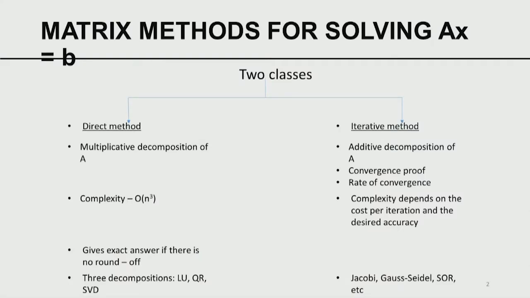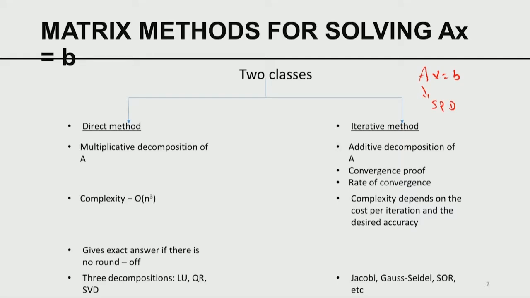Matrix methods for solving Ax = b. We are interested in solving a specific problem of Ax = b. A is SPD, that is what we are interested in. But before I get a little deeper into solving systems with symmetric positive definite matrices, I would like to provide a broader overview of the available classes of methods one can use to solve the matrix system. One is called the direct method, another is called the iterative methods. This is within the matrix methodology.